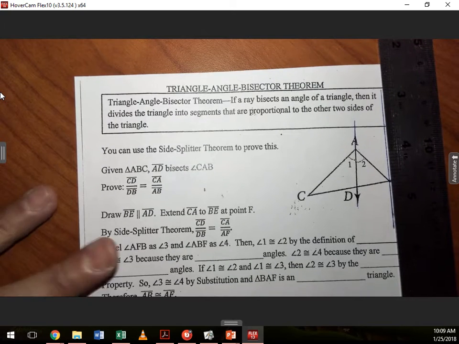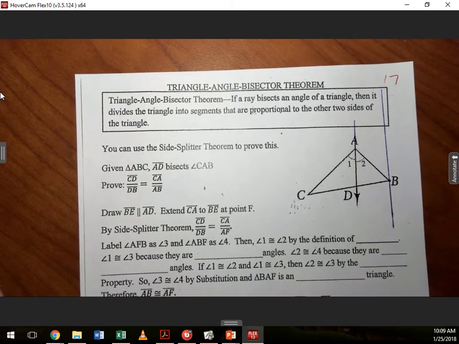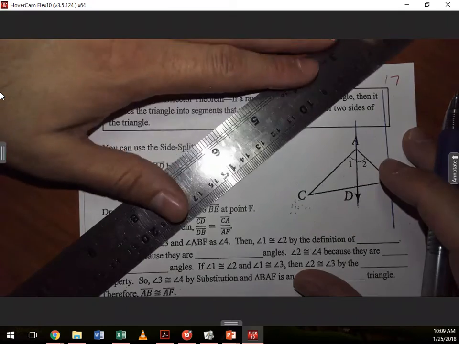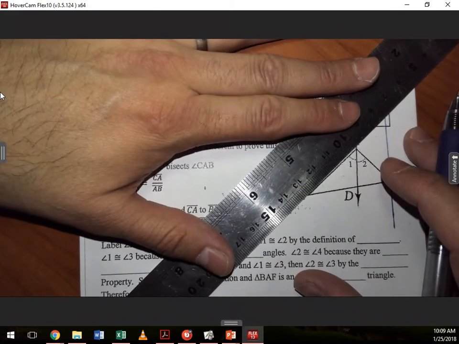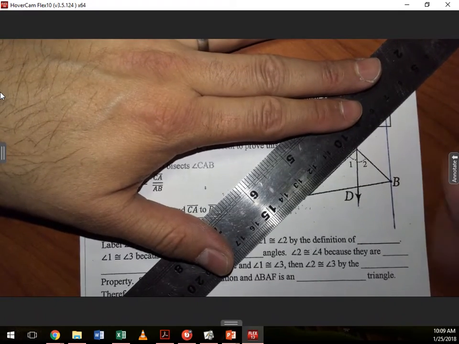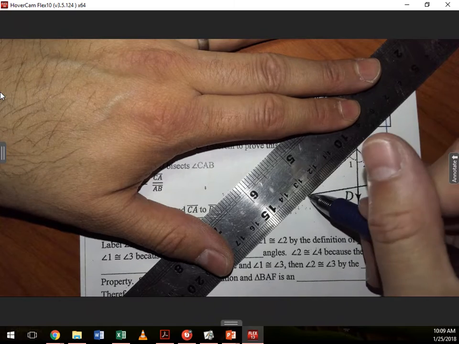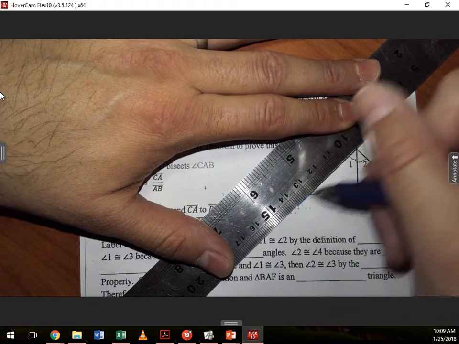Okay, so now I'm also going to extend one more line. I'm going to extend CA. So I'm going to extend this one right here. When I'm done with that, it is going to intersect the line that I have over here.